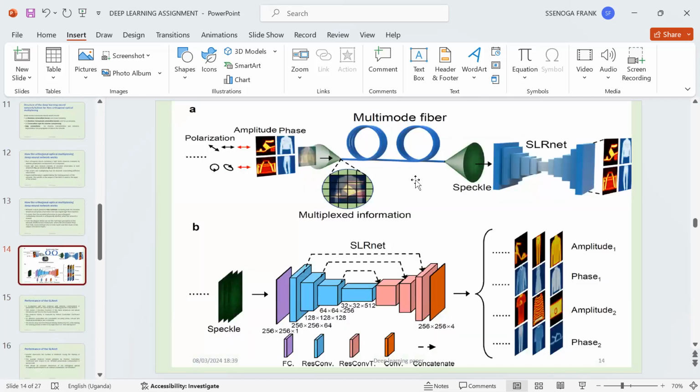Now, this diagram here shows how the input images of different polarizations with respect to amplitude and phase dimensions are being propagated onto the medium, and then the SLNet is introduced here. This SLNet is the neural network. It performs a number of operations, including the activation function. It uses the LeLU activation function.